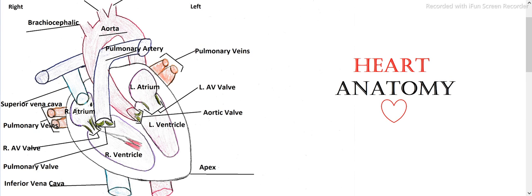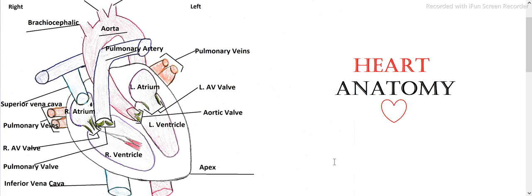The function of these valves here, both the right and left AV valves and the semilunar valves, is to make it so the blood can't get back and mix with the blood that it was previously in. So we want blood going from right atrium into right ventricle. When the ventricles contract, we don't want any of the blood getting back up into the atriums.